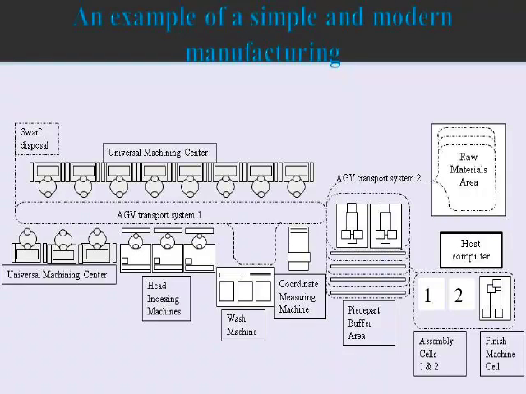This is another FMS where you have universal machining centers and you have an AGV transportation system. AGVs are used to transport the material from the raw material area to that. And you have the host controller, you have also assembly cells. Not only manufacturing of the parts, but also assembling of the parts is done in this. So, like this, there are several FMS installations available in the world.